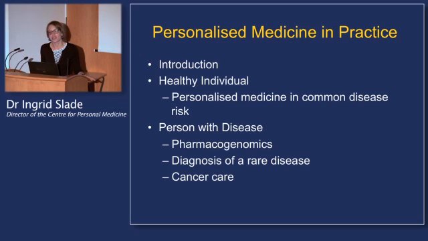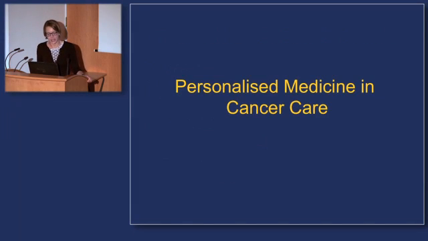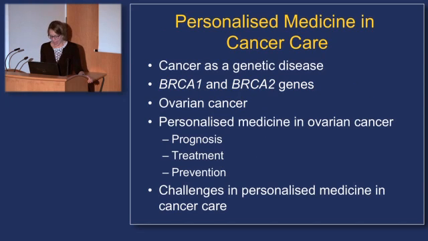So I'm going to just conclude now with a short example of personalised medicine in cancer care. And that's going to briefly introduce cancer as a genetic disease, as we've heard about already this afternoon. I'm going to talk a little bit about BRCA1 and BRCA2 genes, building on what Professor Donnelly said earlier, and then use ovarian cancer as an example of how we can use personalised medicine in the clinic with patients and how there's relevance to prognosis, treatment and prevention.